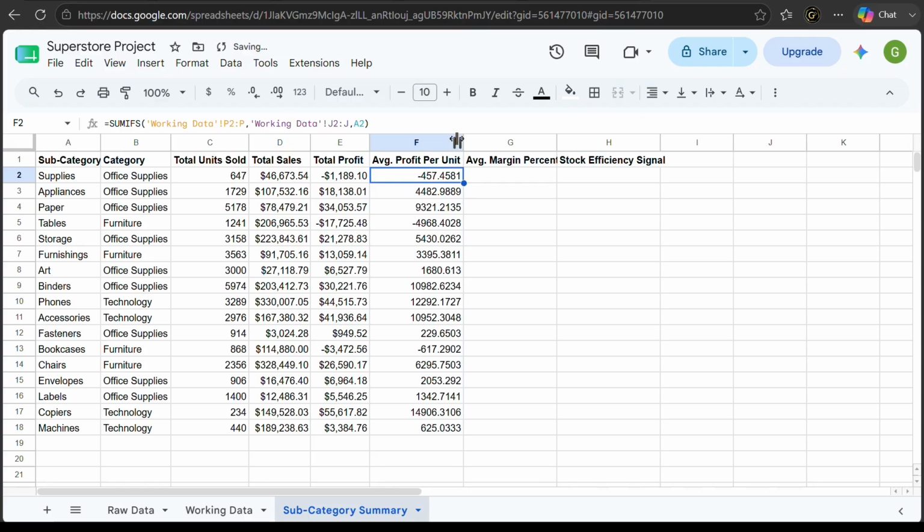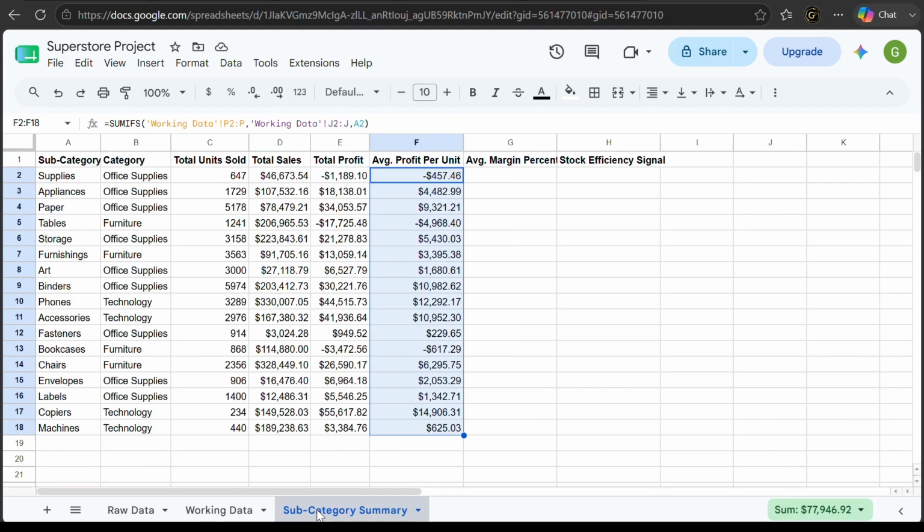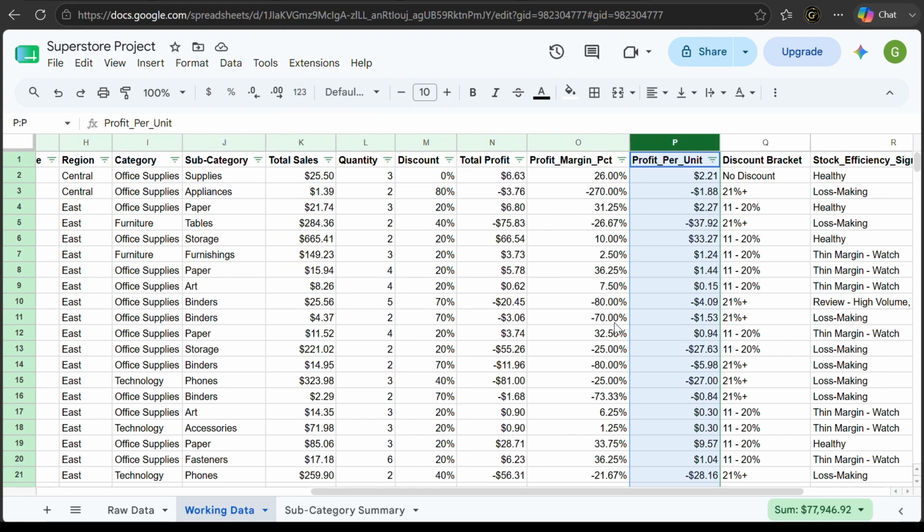I'm going to expand my column, and then I'm going to convert all this to become this guy that is here. For where we have 77,946.92, which is the same thing that's here. Profit per unit 77,946.92. So all our calculations are being calculated. Everything is being done properly.